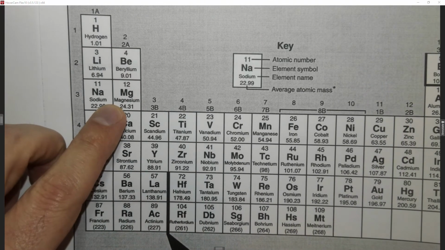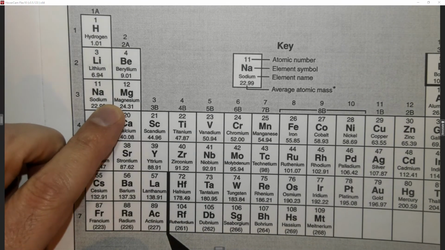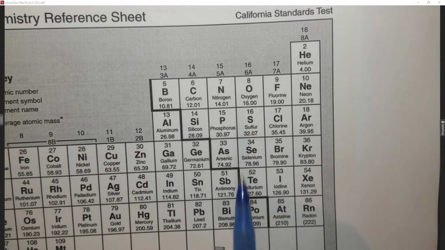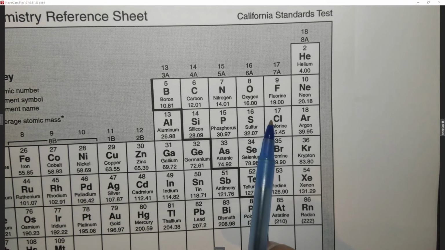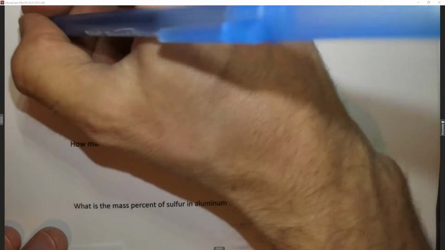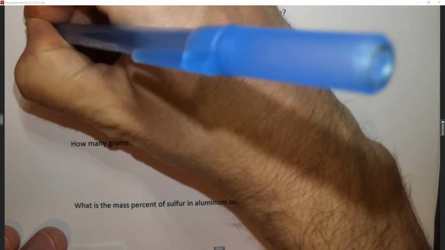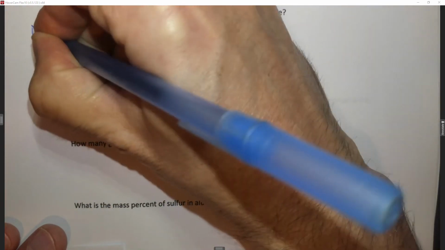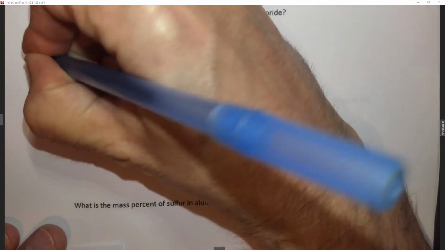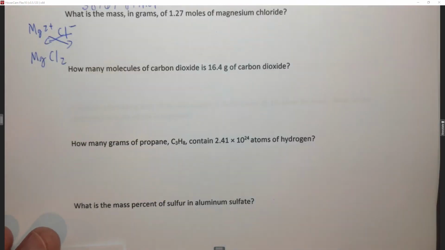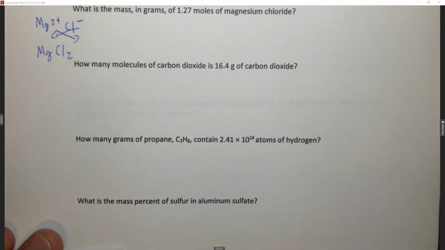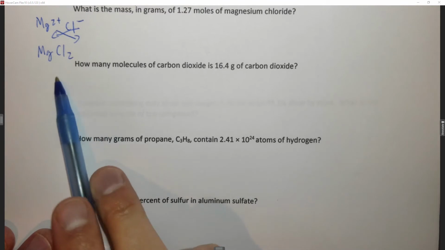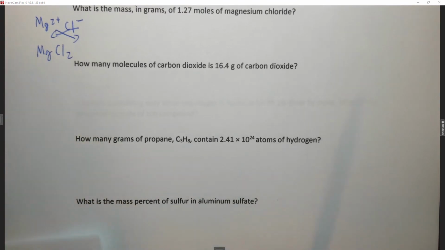So if we check our periodic table, magnesium is in group 2A, so it is 2 plus. Chloride is in group 7A, so it is 1 minus. So we have Mg2+ and Cl-. Just like we did before, we cross these like this, and what we find is that magnesium chloride is MgCl2. So now that we know the formula of magnesium chloride, we can find its molar mass.